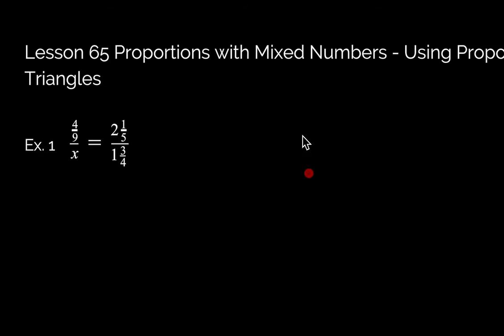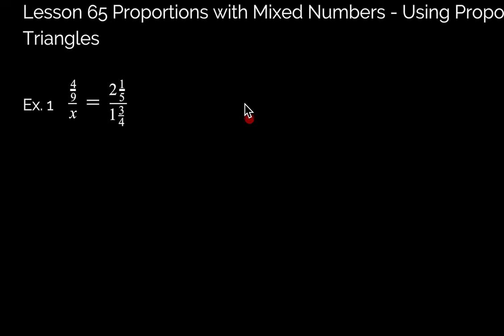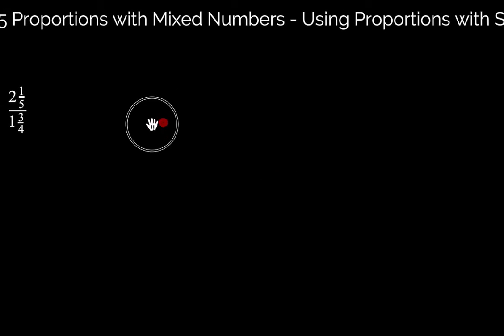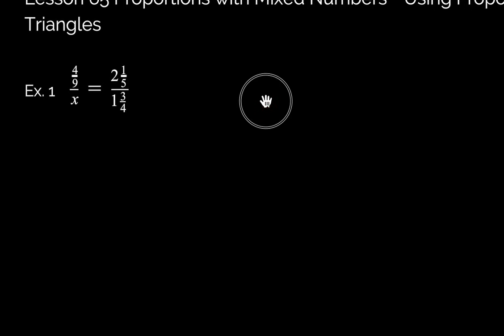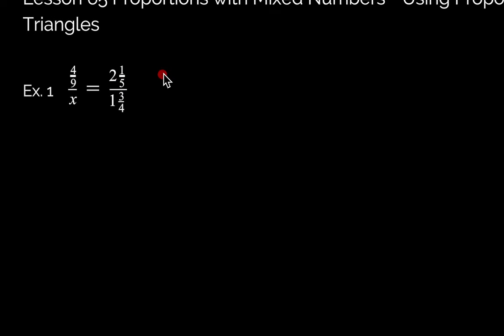Lesson 65 is a little bit easier. So it's proportions with mixed numbers and using proportions with similar triangles. We've done these kind of problems before. We just have some mixed numbers in our fractions. So here we go. The first thing we're going to do is make our mixed numbers improper.